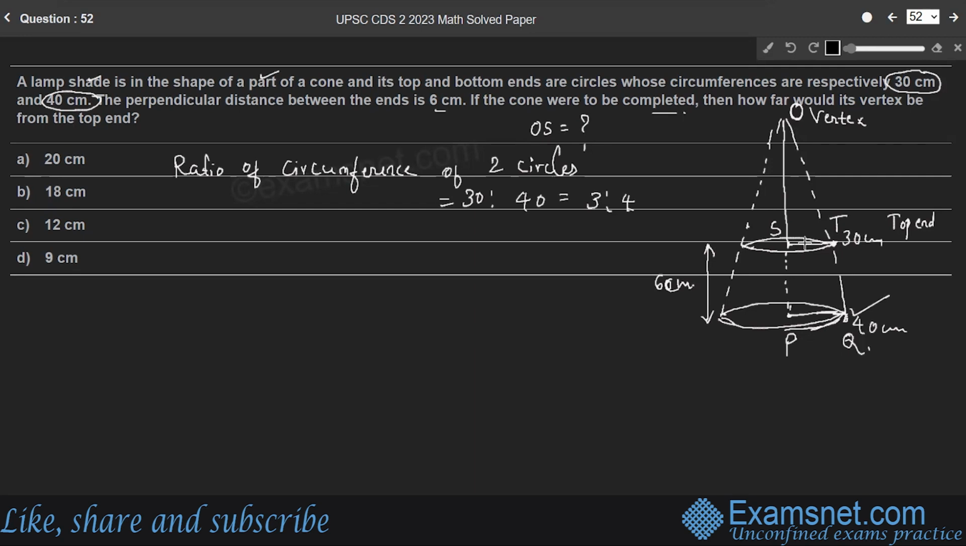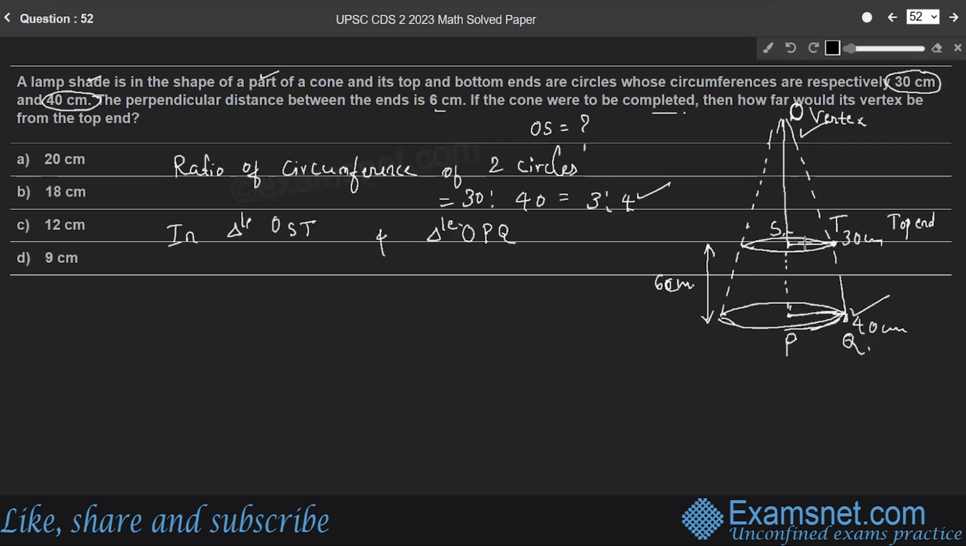When the whole circumferences are in the ratio 3:4, then the portions of the circumference are also in the ratio 3:4, right? Therefore, we are considering the portion of the circle which is in triangular shape, that is OST. So consider triangle OST and triangle OPQ, these two triangles.